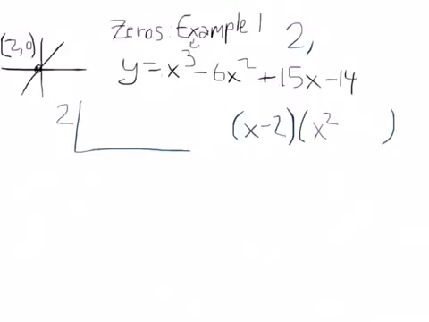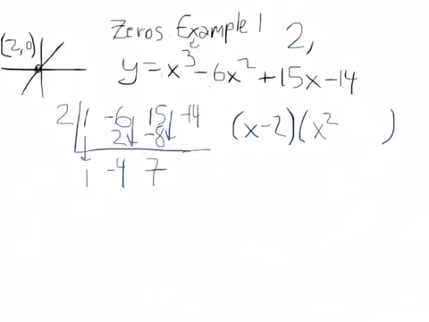Just pull out the coefficients. So I have 1x cubed, negative 6x squared, 15x, and negative 14. When we do synthetic division, the first term just comes down. The next step is multiply 2 times 1, gives me a 2. Then I add, negative 6 plus 2 is negative 4. Then again I multiply, 2 times negative 4 is negative 8. Then I add, 15 minus 8 is 7. Then I multiply, 2 times 7 is positive 14.